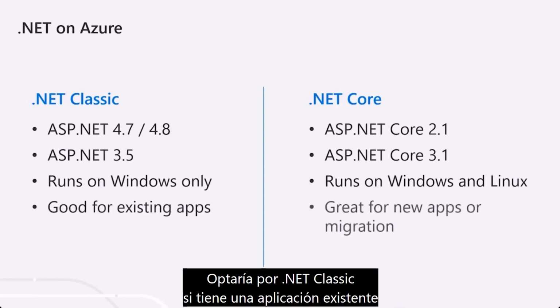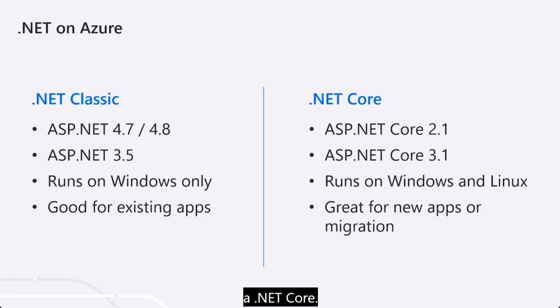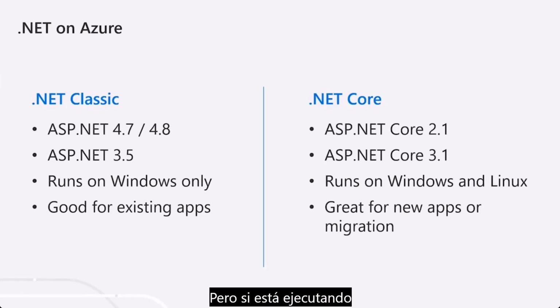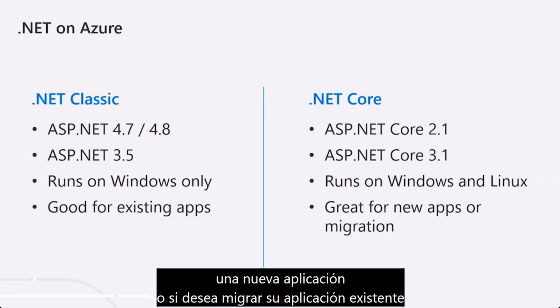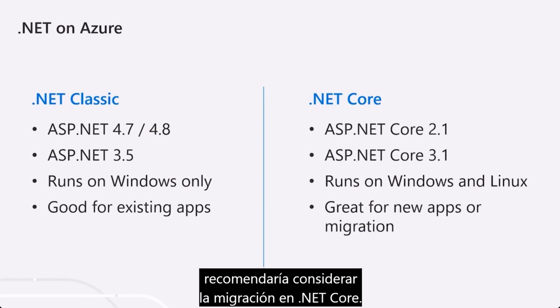So I would say with .NET Classic, if you have an existing application and you don't have the bandwidth and the personnel to actually migrate it to .NET Core, then it's fine. We have you covered. You can still migrate it and run it. But if you are running a new application, or if you want to migrate your existing application and get added value, then I would recommend considering a migration to .NET Core.